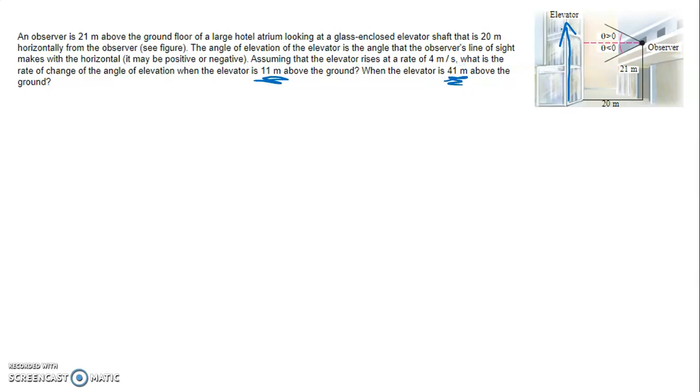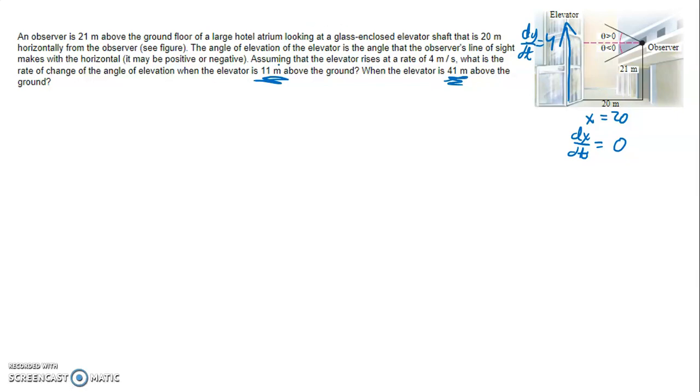The whole time, the rate of change over here, I'm going to call this y. So dy/dt is 4 because the elevator is rising at 4 meters per second. My x is 20 and it's not changing. So my dx/dt is 0.